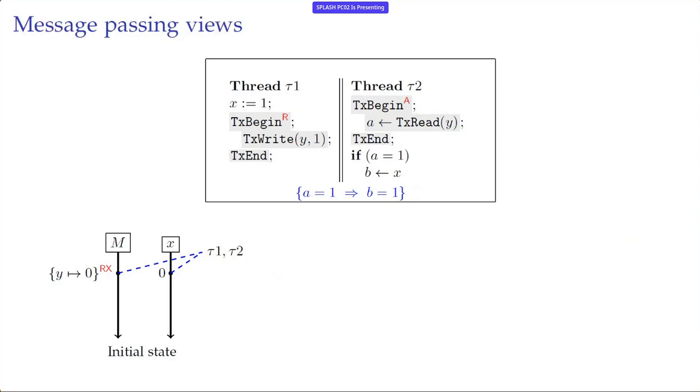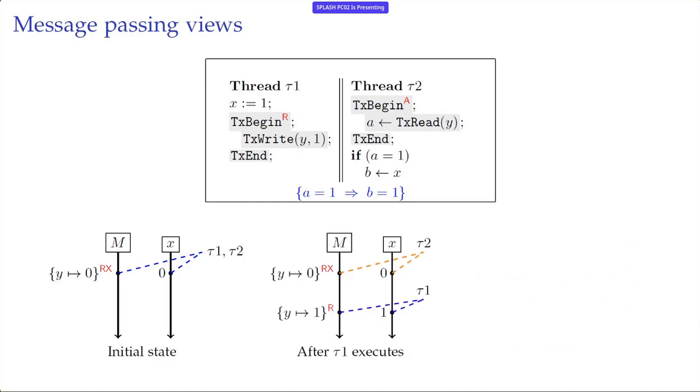Let's now change this slightly and put the release acquire transactions in there. So that's the initial state as before. That's the state after executing the first thread. And here we notice that the difference is that this transaction snapshot contains a releasing annotation. Okay, so what happens after I execute this second thread, tau2?